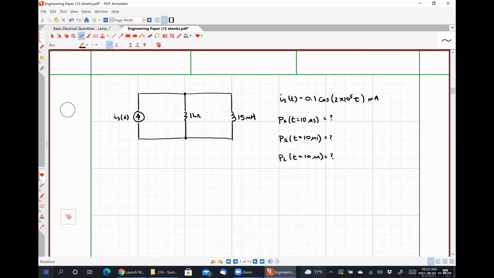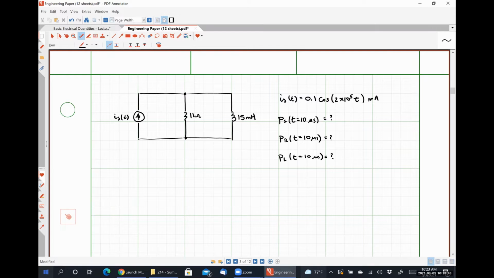All right. So which of these three things do we want to take a look at first? Anybody have any thoughts? I guess probably the source first.